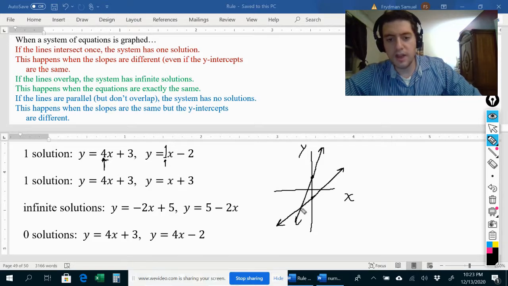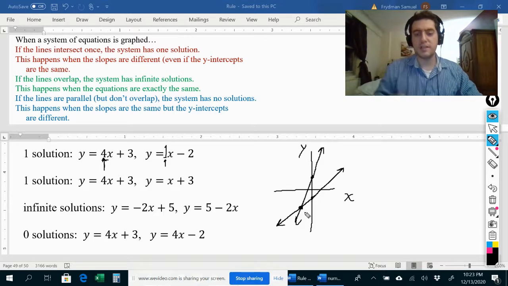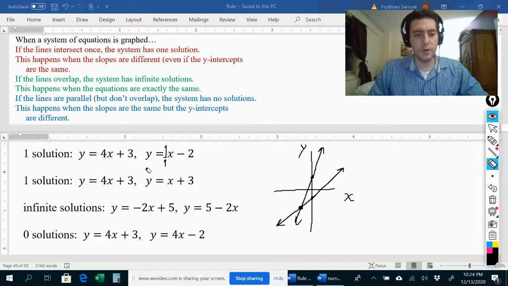Okay, and we can see that these lines intersected in exactly one place. That's going to happen anytime that the slopes are different, regardless of whether the y-intercepts are the same or not. In this case, the y-intercepts were not the same, but it doesn't matter. If the slopes are different, then we're going to see just one intersection there. All right, what about this other example over here?